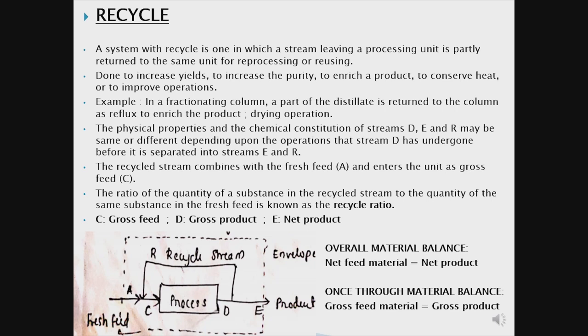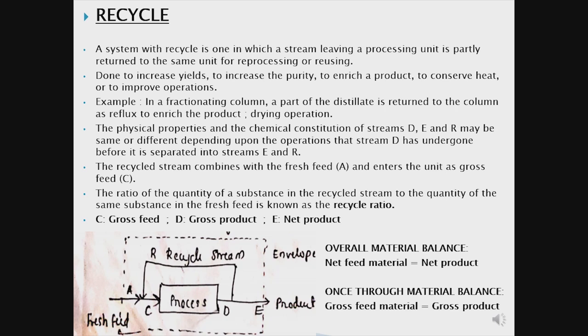In the fractionating column, a part of the distillate is returned to the column as reflux to enrich the product. In a drying operation, the recycled stream combines with the fresh feed A and enters the unit as gross feed C. That is given in this example. And the ratio of the quantity of the substance in the recycled stream to the quantity of the same substance in the fresh feed is known as the recycle ratio, which is quite important in the upcoming semesters.